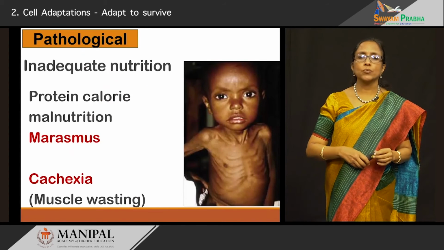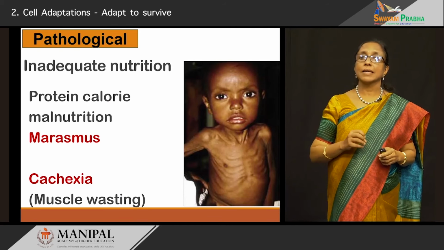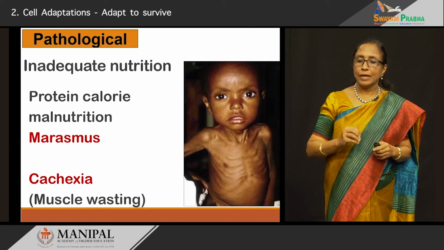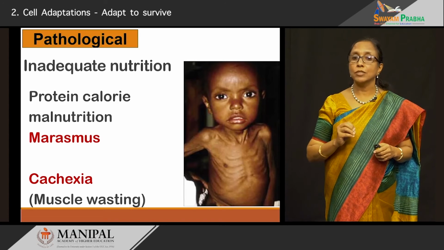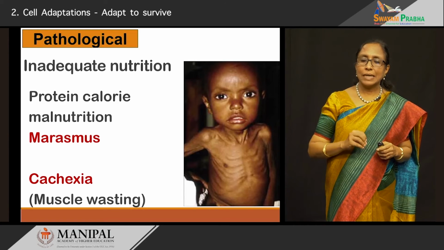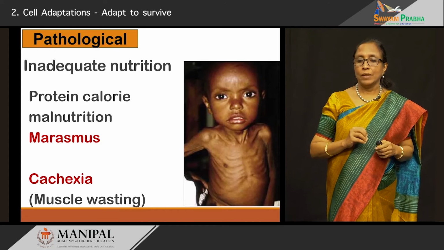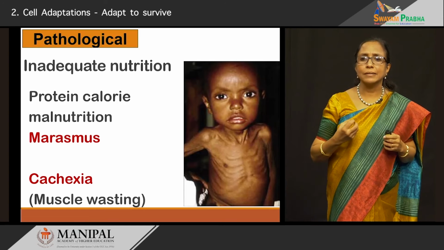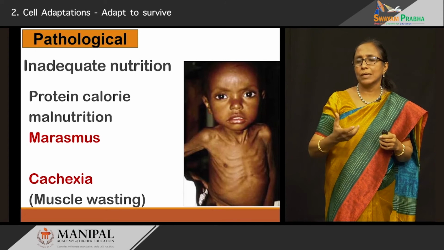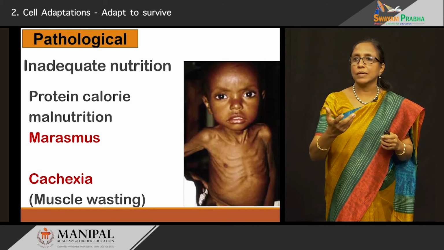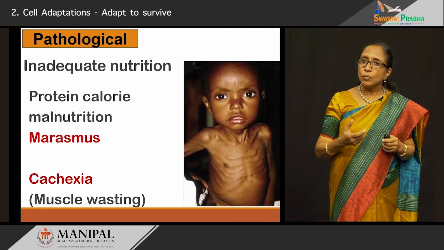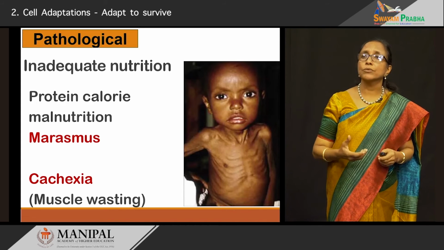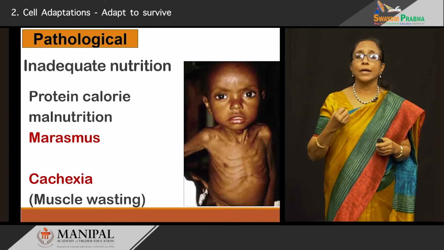The next situation is what we consider as inadequate nutrition. When the nutrition is inadequate, like what we see in protein calorie malnutrition, we see that child which has marasmus. We can see the bones, but the skeletal muscles are all atrophied and thinned out. It is like we would colloquially, in the lay person's term, say skin and bone appearance. So, where have the muscles gone? Because of the inadequate nutrition, the muscles have all undergone atrophy.